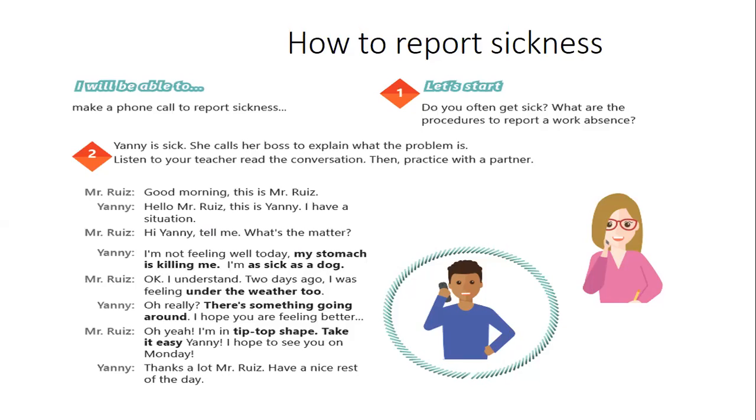Que tú me estás diciendo ahora. There's something going around. Es como que hay algo en el ambiente, ¿verdad? O hay algo que está, algún virus o algo que está rotando por ahí. Eso es, there's something going around. I'm in tip-top shape. Es como... Estoy en mi mejor momento ya, ¿verdad? Es como, como decimos en buen salvadoreño, estoy de toque. O sea, estamos bien, ¿verdad? Take it easy, es como tranquilo, ¿verdad? Tómalo, como decimos en buen salvadoreño, tomarlo al suave, de manera relajada, tranquilo.